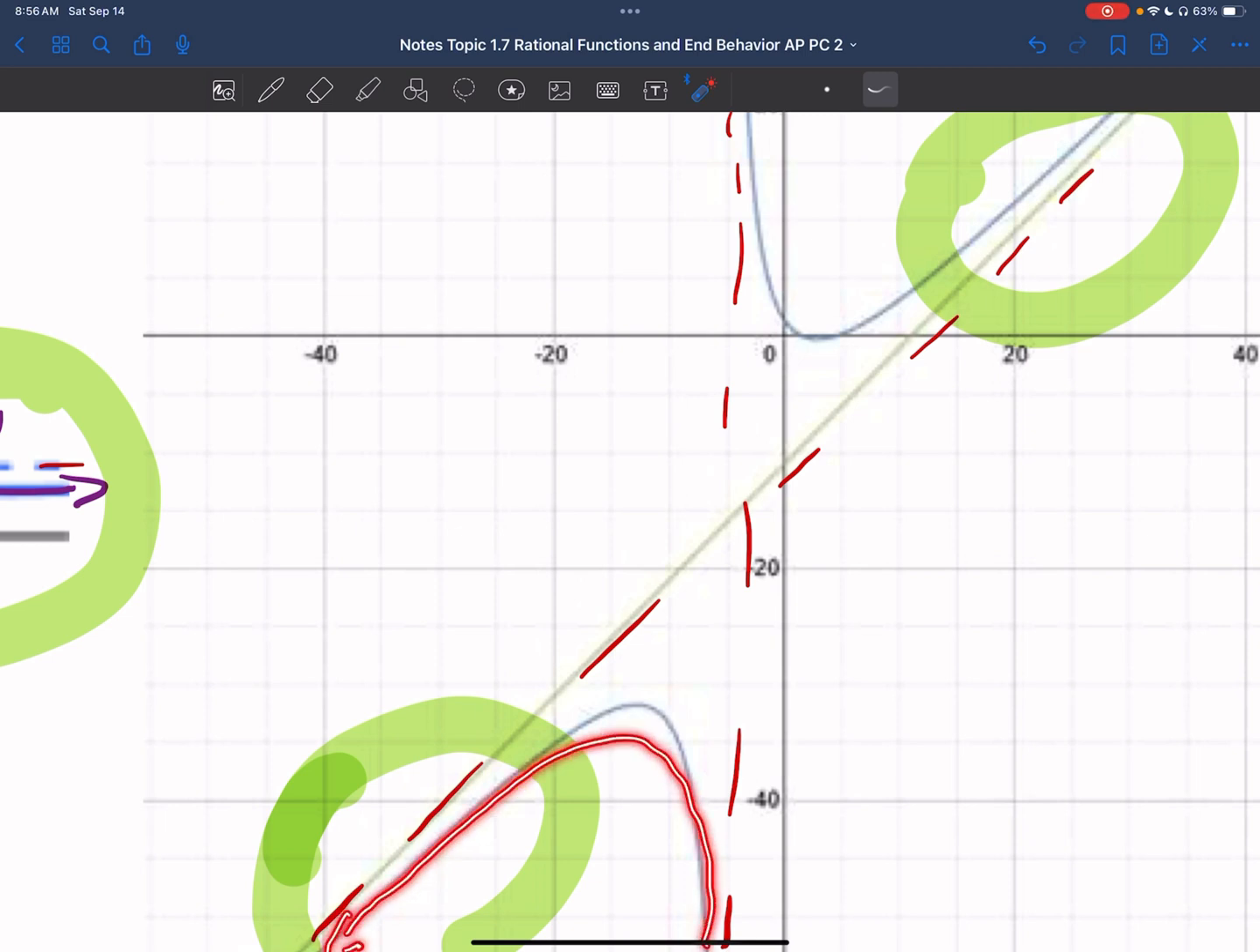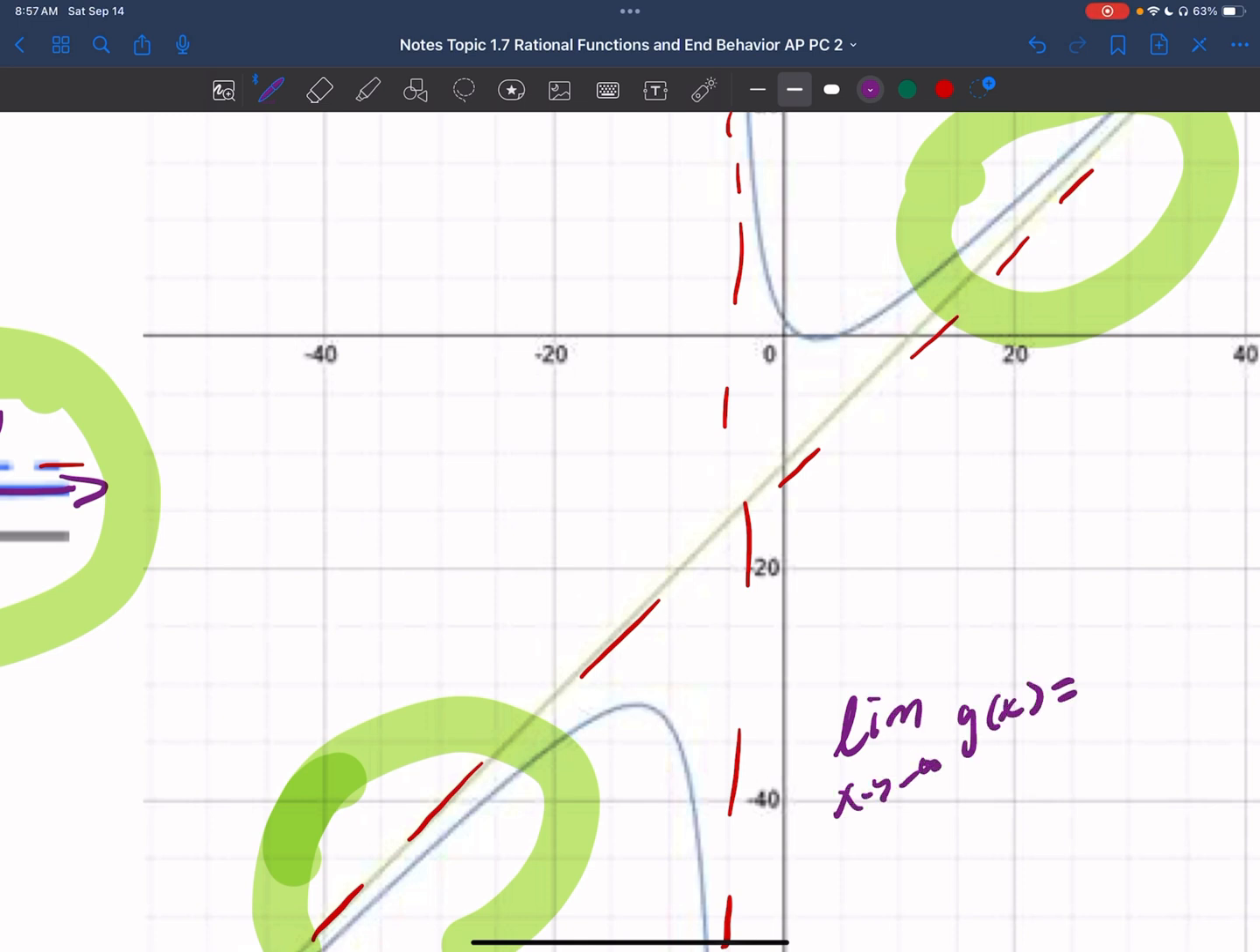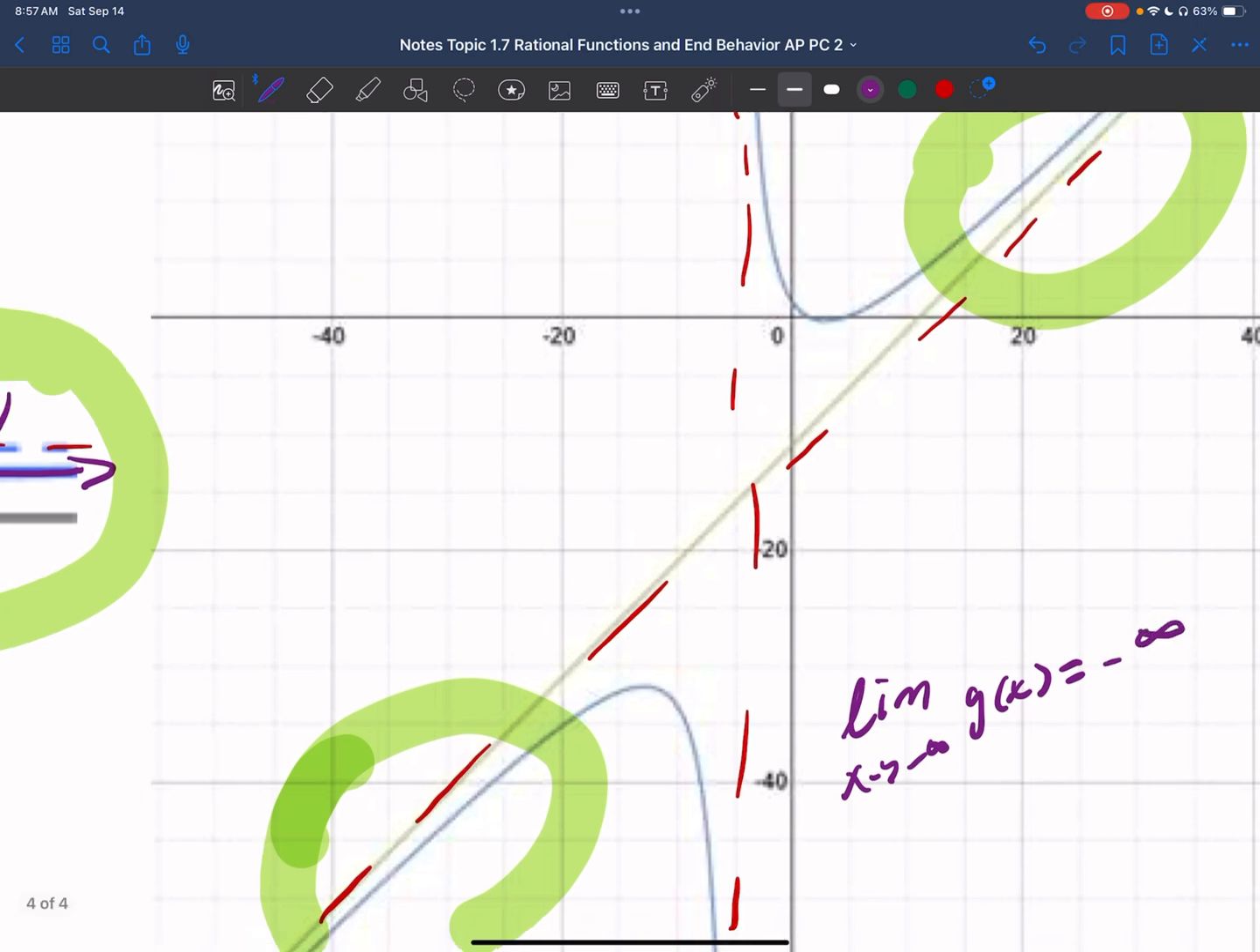And again, I can see that I'm getting closer and closer to that red line, but I'm never actually going to touch it or cross it. But it will follow along in the same direction that the line is going on the left side. So I'm going to say that the limit as x approaches negative infinity for g of x is equal to negative infinity.